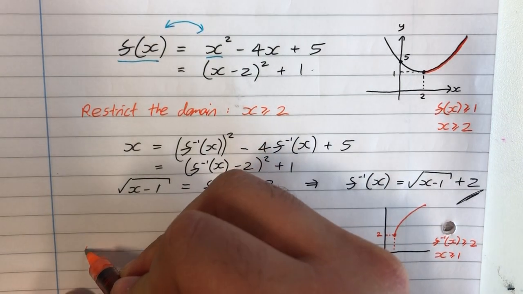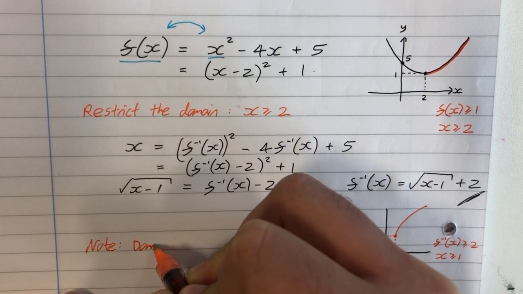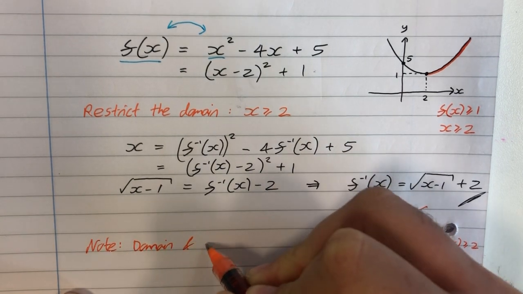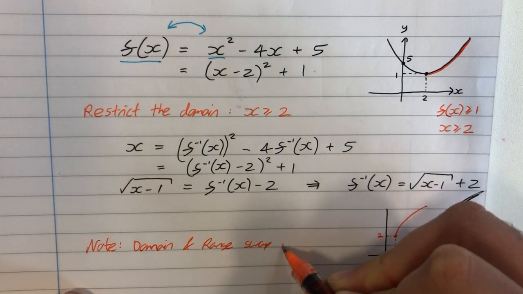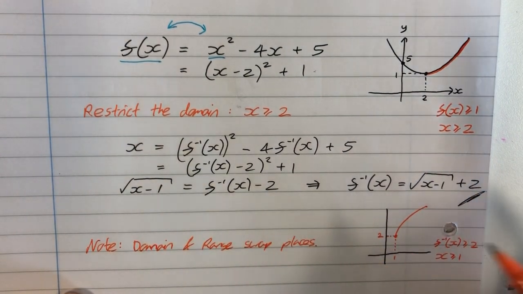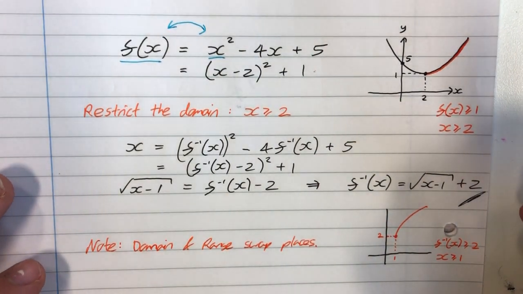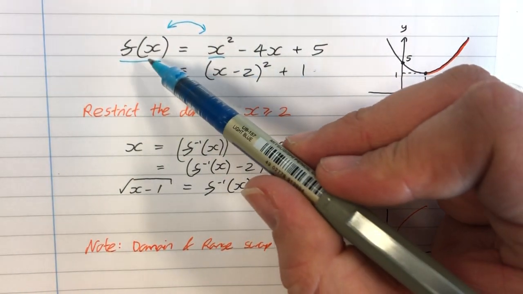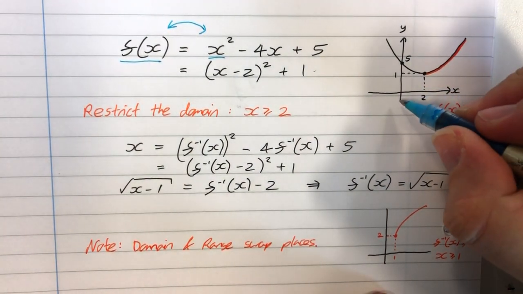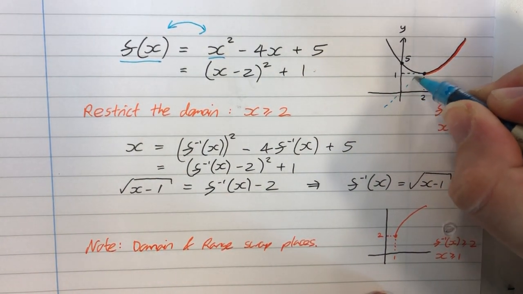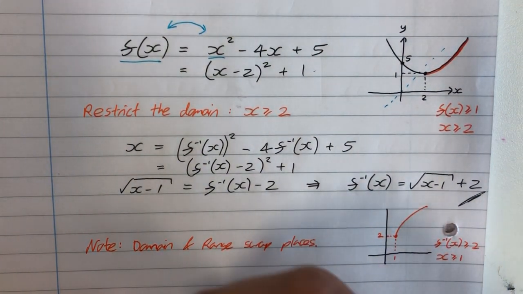Okay, so note the domain and range swap places. There's also something else which I need to pick up on. In doing this process, it actually does something geometrically, and what is happening is it's reflecting the whole thing in the line y equals x.